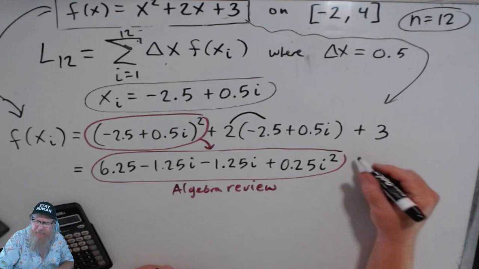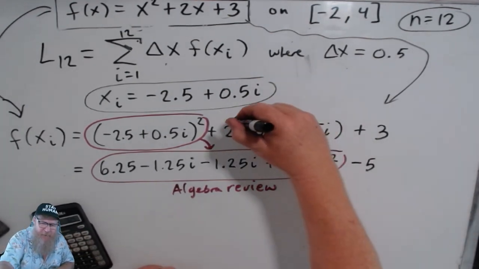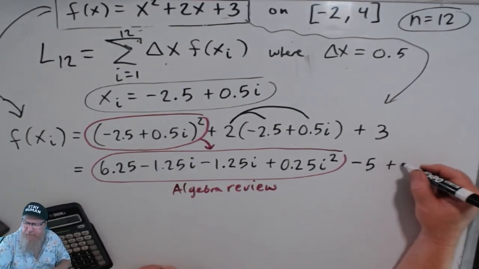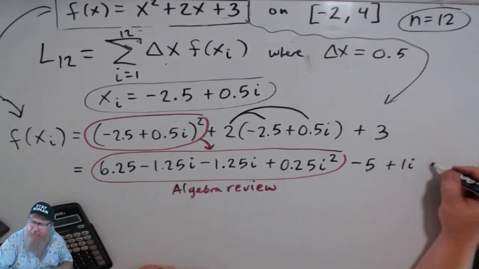2 times negative 2.5, that'll be negative 5. 2 times a half is 1. So that's 1i. And then plus 3.